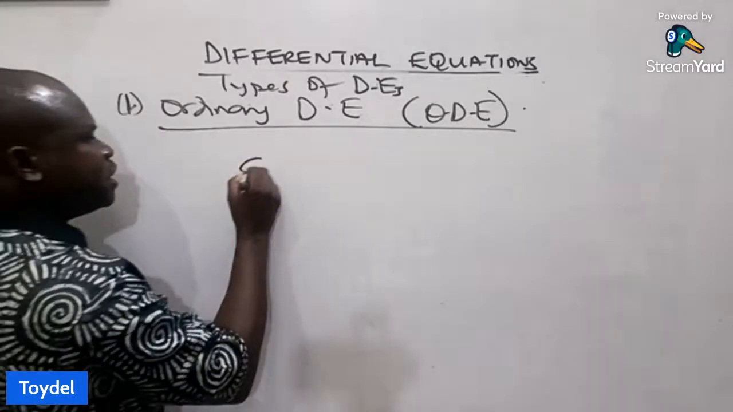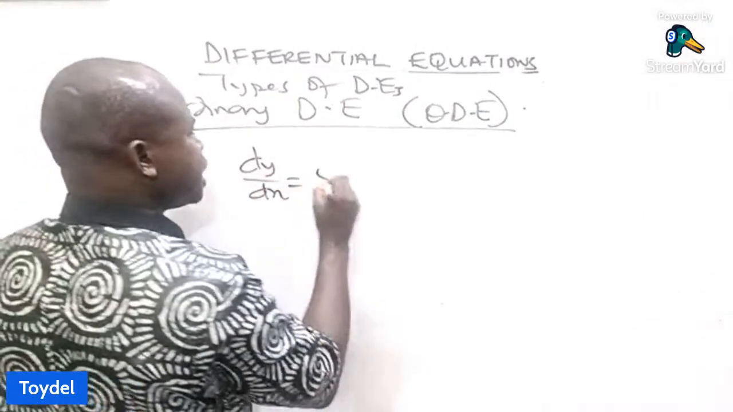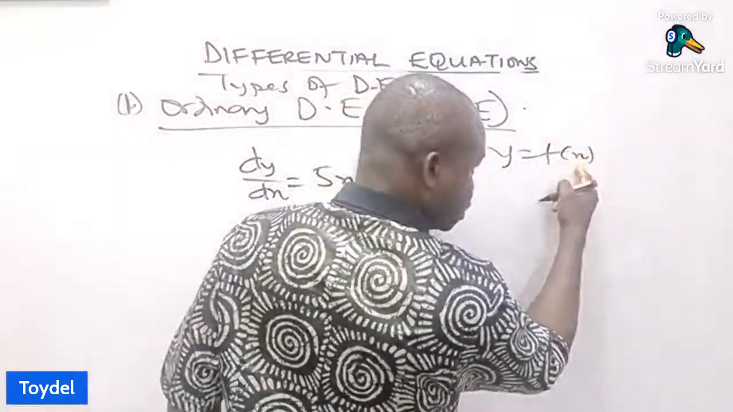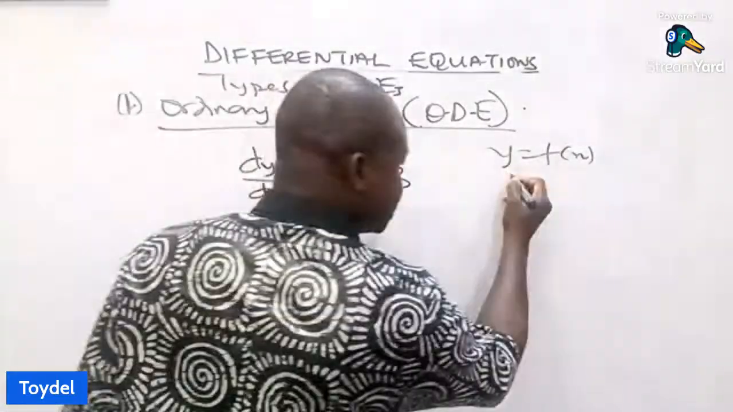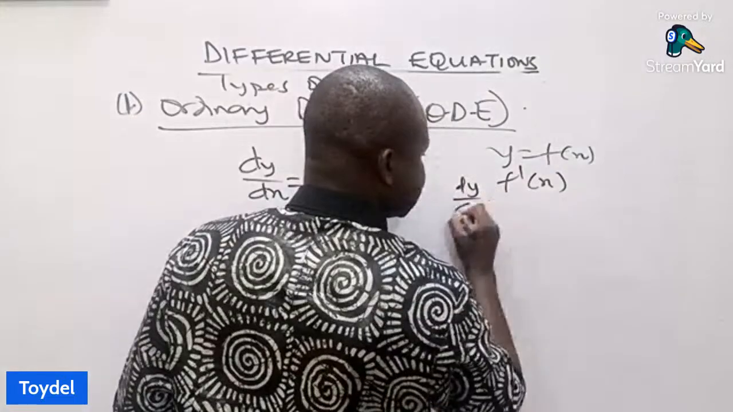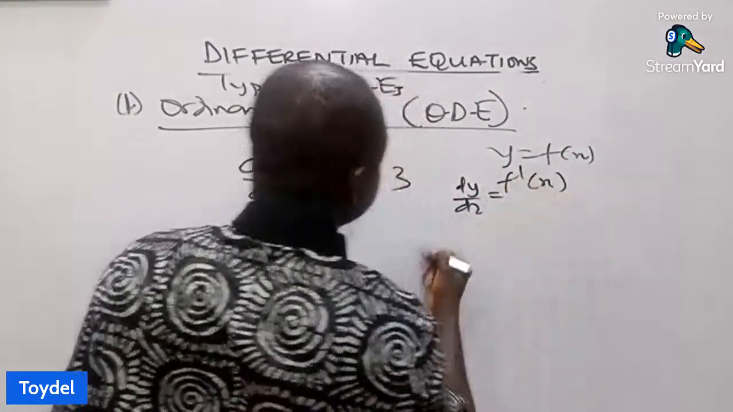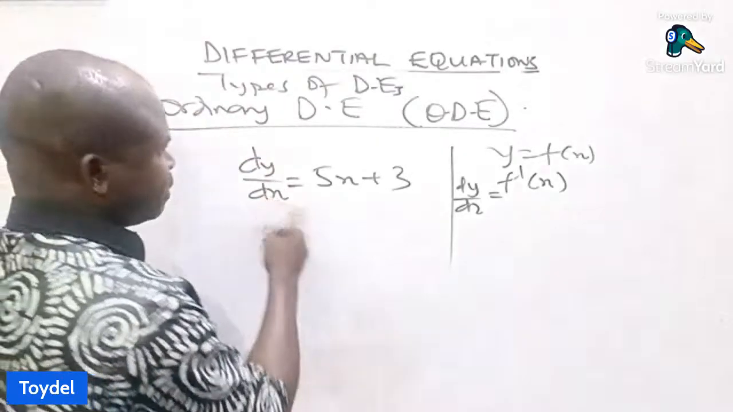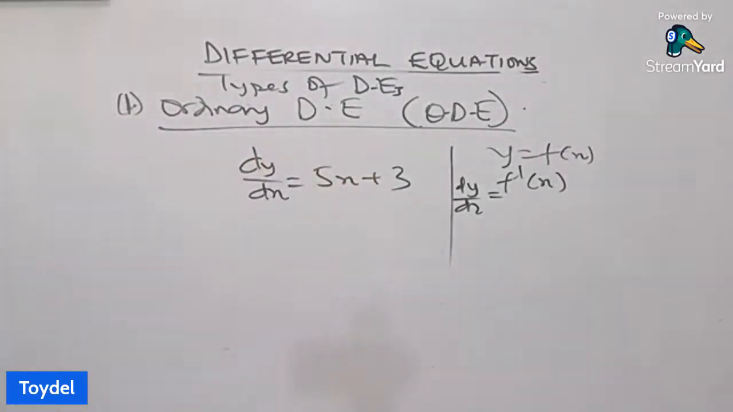For instance, where we have dy/dx, which is the same thing as 5x plus 3. If y is a function of x only, then when we find the derivative f prime of y, dy/dx will only be f prime of x. So in this case, the dependent variable depends on only one independent variable. Then this example is called an ordinary differential equation, and it is of order 1. It's only the dy/dx that we have there. It's order 1. Okay, so that's an example.